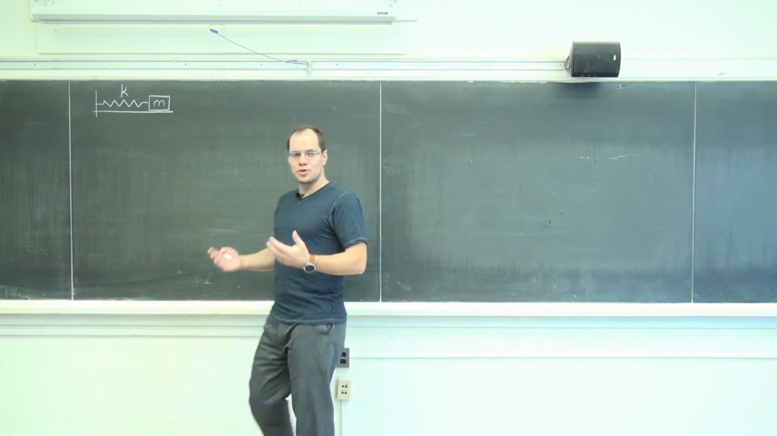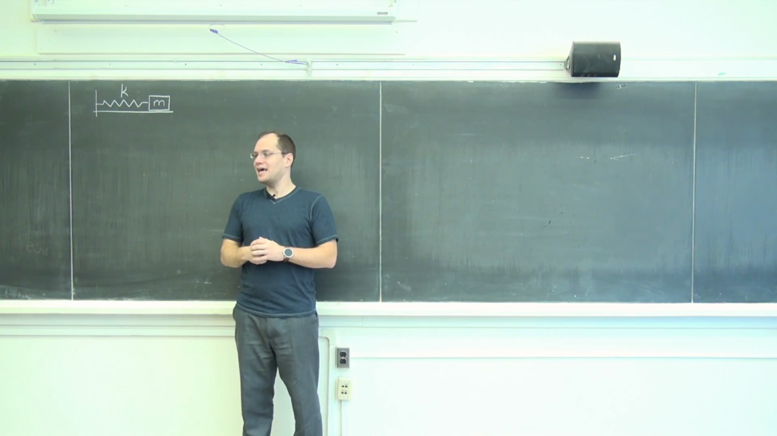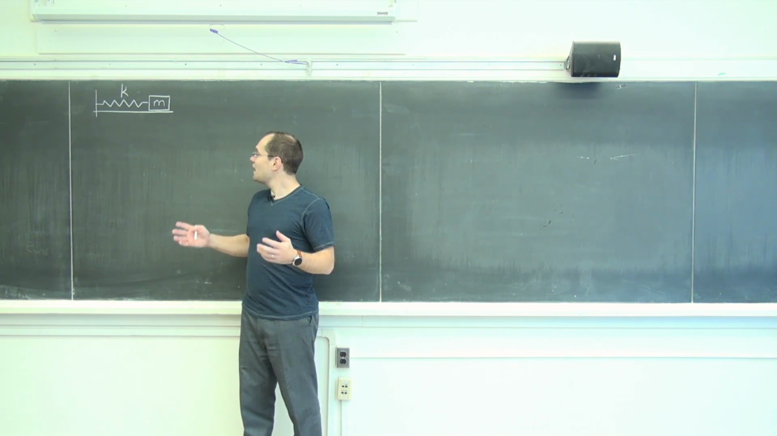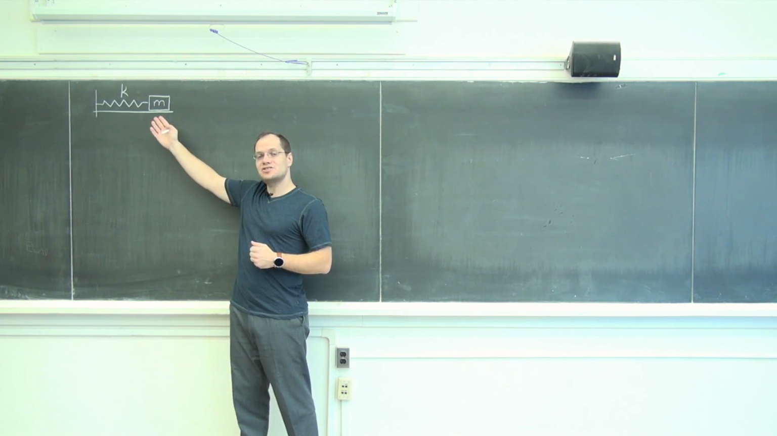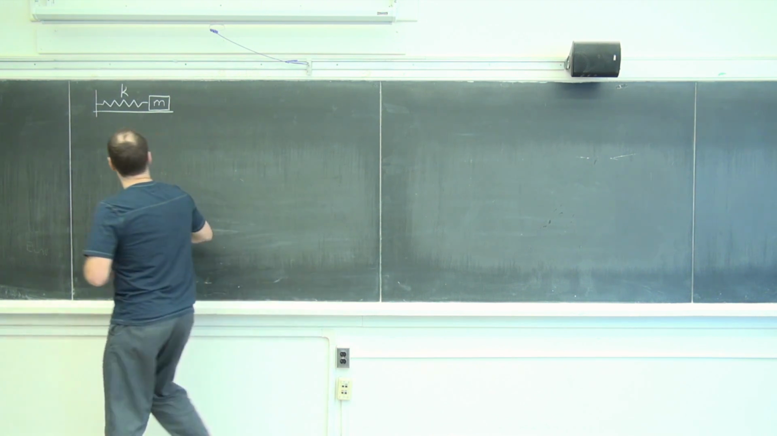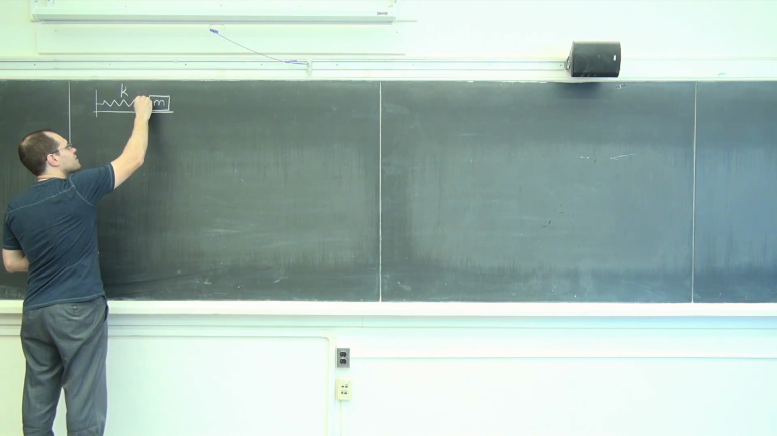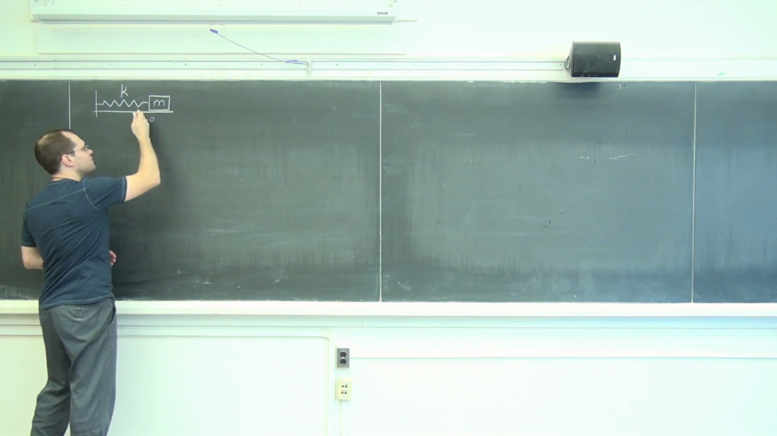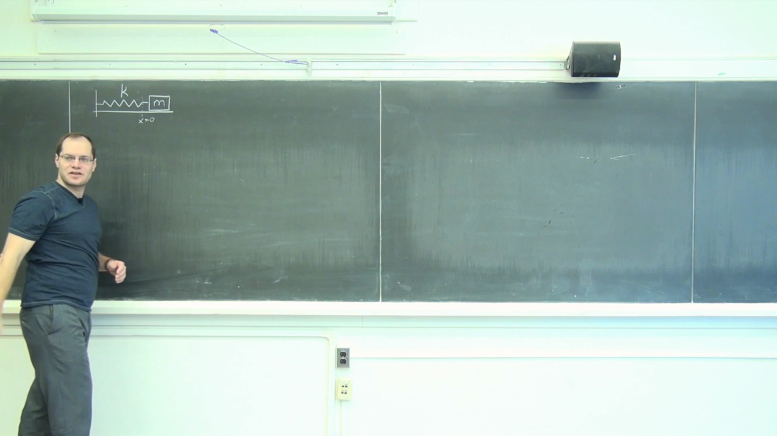So, we have a spring of stiffness K. We're going to use Hooke's law. And a mass attached to it of mass M. How does that sound? And it's at equilibrium right here. And we'll call this x equals 0. So x is positive here, x is negative here.